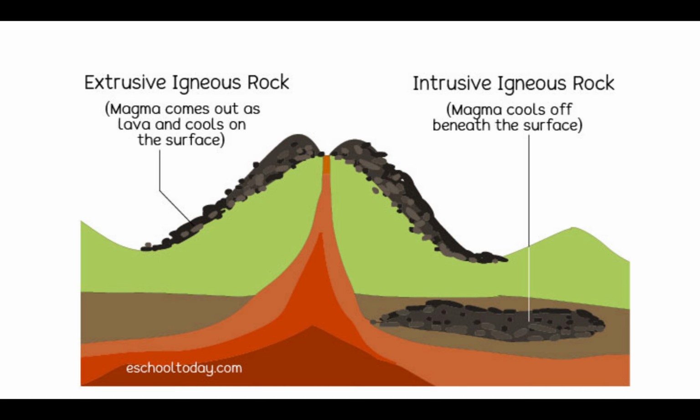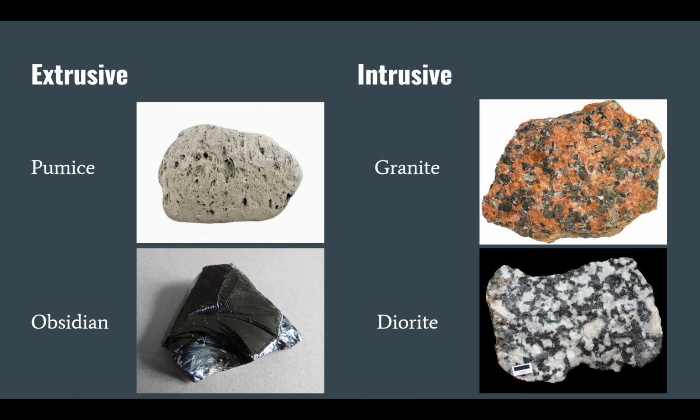Magma that never makes it to the surface can form intrusive rocks. These rocks are formed when magma is intruded into the Earth's crust and cools slowly. Two examples of extrusive rocks are pumice and obsidian, as shown here. These rocks are fine-grained because they cooled quickly without time to form large crystals.